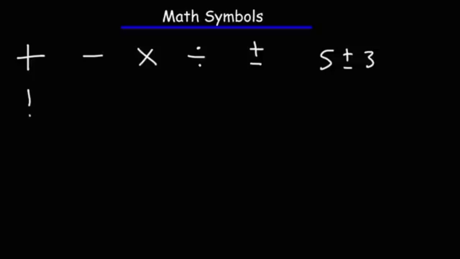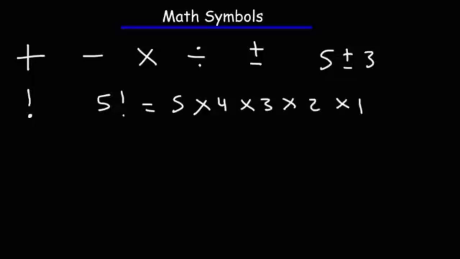The next symbol is the factorial symbol. For instance, if we have 5 factorial, that's 5 times 4 times 3 times 2 times 1. Next up, we have percentage. Let's say if we want to find 20% of 200, that will be 200 times 0.20, which is 40.